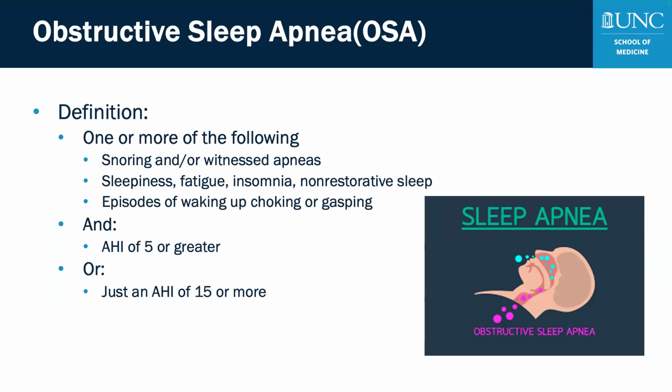And then you have to have it proven on a sleep study with an AHI, apnea-hypopnea index, I'll talk about that in a minute, of 5 or greater. Everybody's allowed to have a few, but if you have 5 or more, we say you have sleep apnea. Or you can have absolutely no daytime symptoms and you just have an apnea-hypopnea index of 15 or more, which is moderate and above.